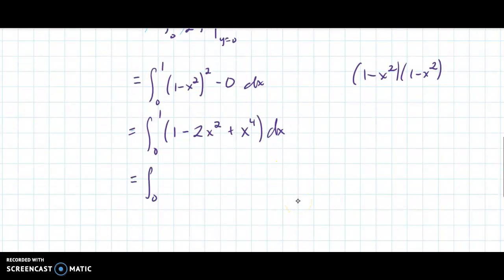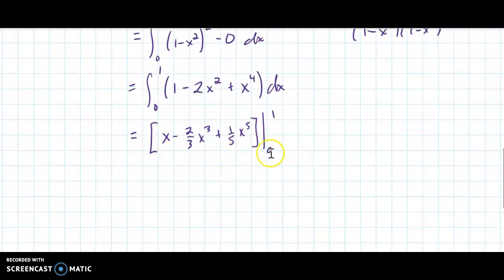Or sorry, I don't have to write that anymore because I'm going to integrate it. All right, I get x minus 2/3 x cubed plus 1/5 x to the 5th evaluated from 0 to 1. Again, this is why it's nice to have this 0 here, because 0 plugged into all these pieces is just going to give me 0. And this 1, when I plug into all those pieces, is just going to give me the coefficients of all these things. So when I evaluate that, I'm going to get 1 minus 2/3 plus 1/5.